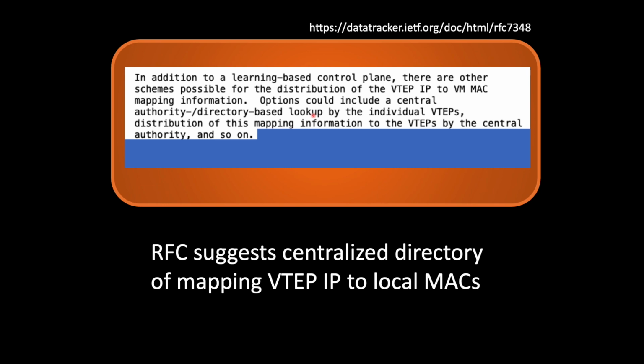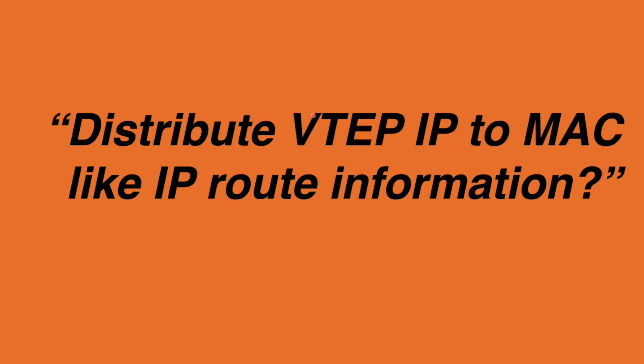This makes me think of the ideas of a controller on an SDN network, the kind of ideas that were gaining in popularity around the time the RFC was written in 2014. So that's a centralized directory. But what's a more network engineer centric approach to distributing information around a network? How do we populate routing tables? Well, we do that with routing protocols, don't we? So what other ideas might we have to distribute this information? Could we distribute the VTEP IP to MAC like we distribute IP route information? How would we do that?